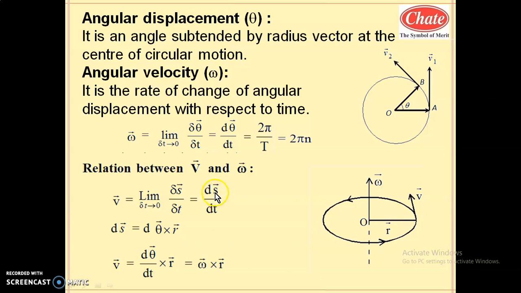Linear velocity is ds by dt, and the arc substitution, delta s, is delta theta cross r in vector product. Substituting here, we get delta theta by delta t is omega, omega cross r. Hence v equals omega cross r.